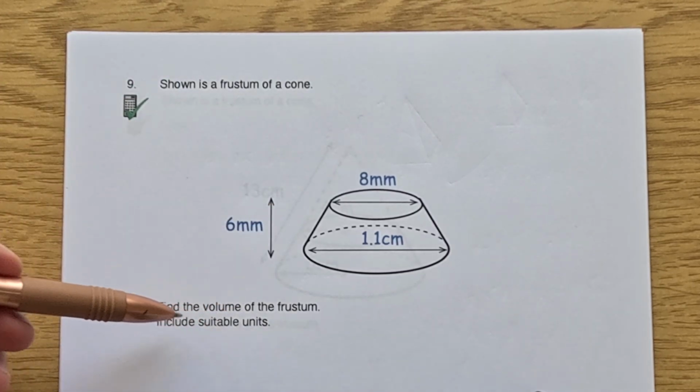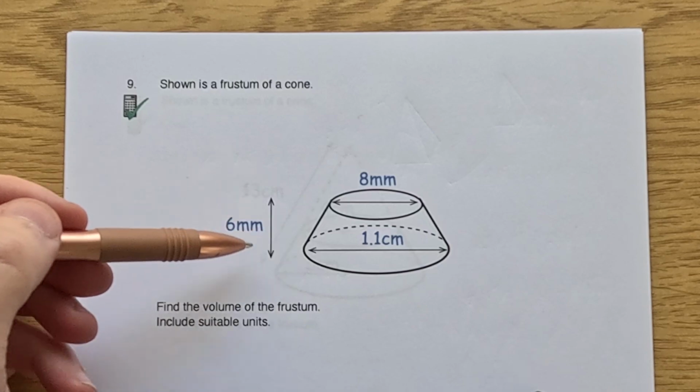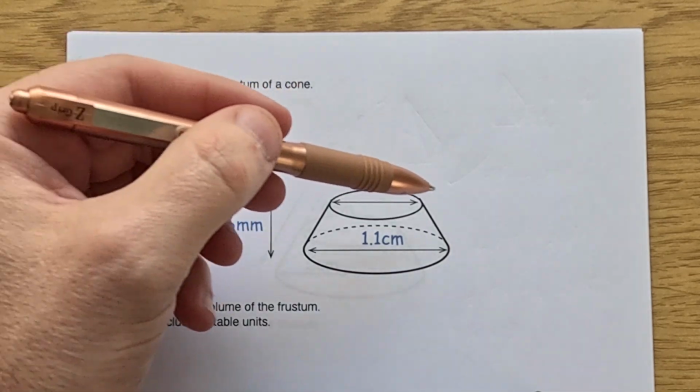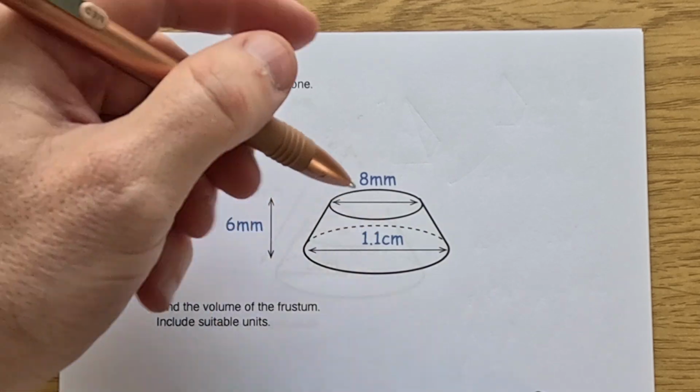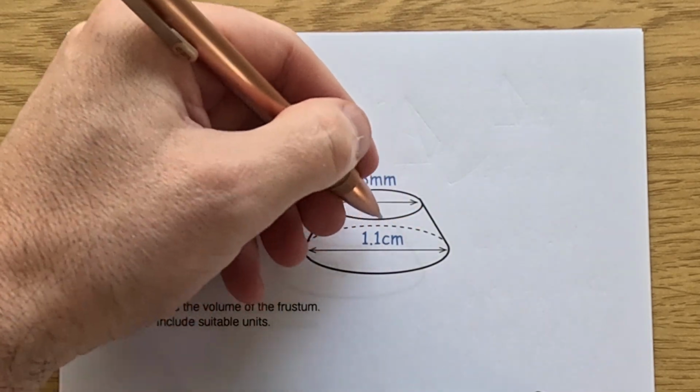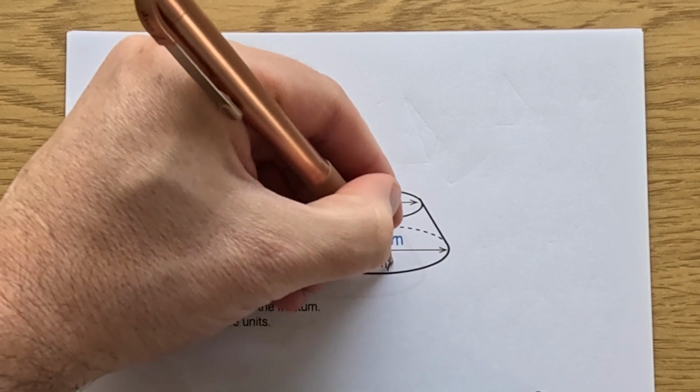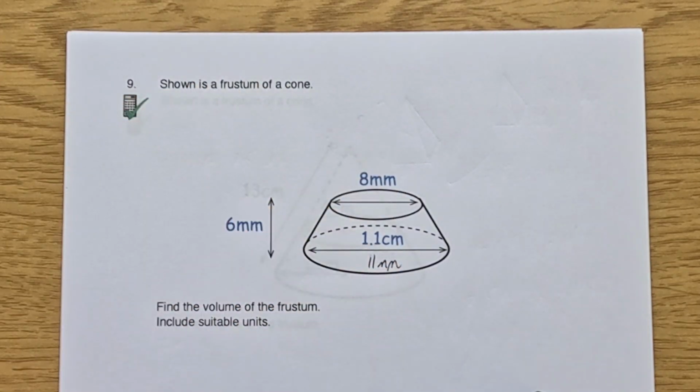Now, one thing I noticed is it says include suitable units, and we've got the height in millimeters, the diameter of this circle in millimeters, and then the diameter of the base in centimeters. I'm actually going to change the 1.1 centimeters into 11 millimeters, just so that they're all in millimeters. That'll help us whenever we're dealing with this question.